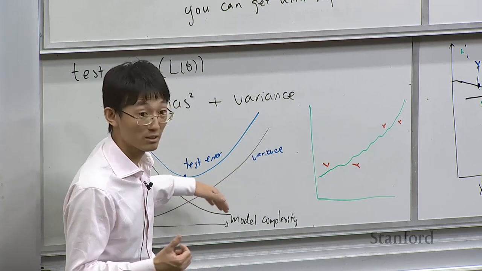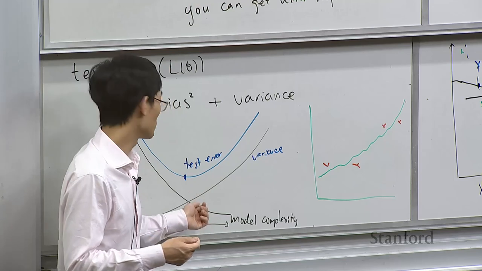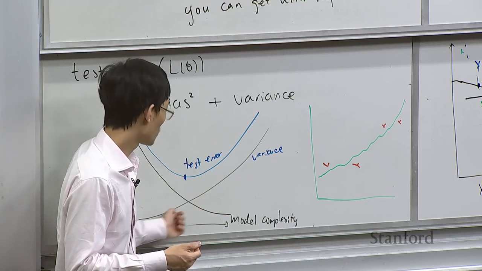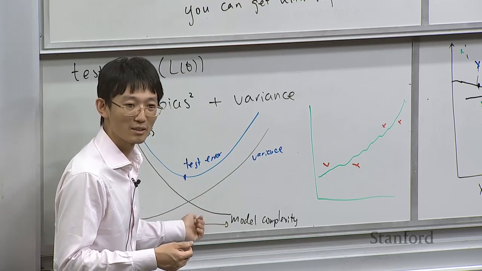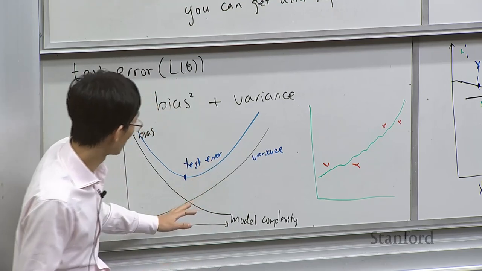So the variance and bias are just for understanding. Empirically, what you really do is try a lot of different models and select based on a validation set, right? But this picture would let you know something.